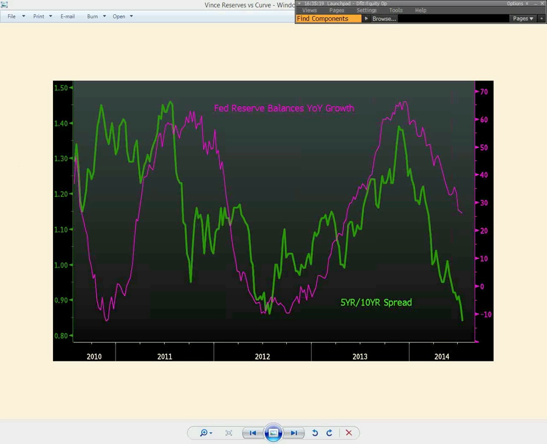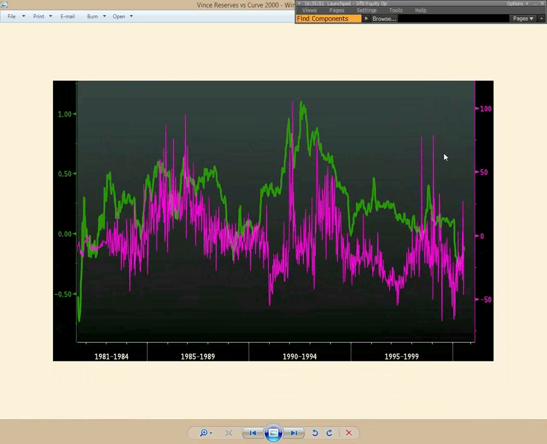You can see back in 2011, when they went into Operation Twist, the reserve growth subsided, and so the curve fell, and then QE3 started up at the end of 2012, and growth kicked back up again, and so did the curve. And this wasn't just a post-financial crisis phenomenon. This happened back in the 90s as well. And when the Fed got tight, the curve would flatten as inflation premium came out of the curve, and vice versa. That's kind of in the 80s and 90s, and it's not a perfect relationship, you can see.